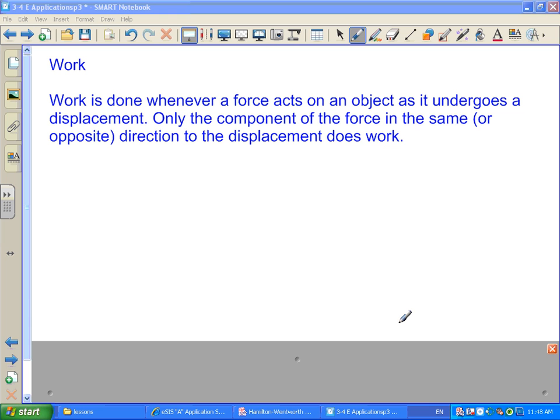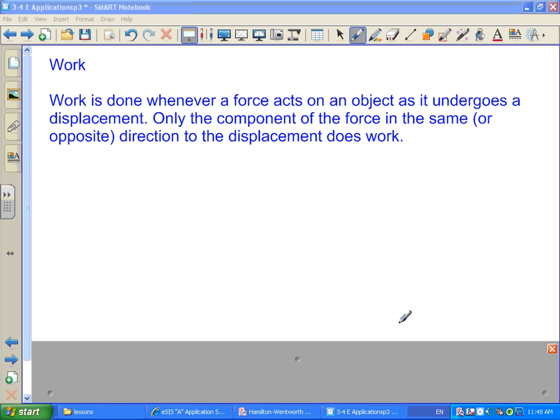Okay, so our next example uses the dot product, and this is a concept you've probably encountered in physics. This is the idea of work. And what the heck is work? Well, work is done whenever a force acts on an object and this object undergoes a displacement. So it moves from one position to another under the influence of a force.